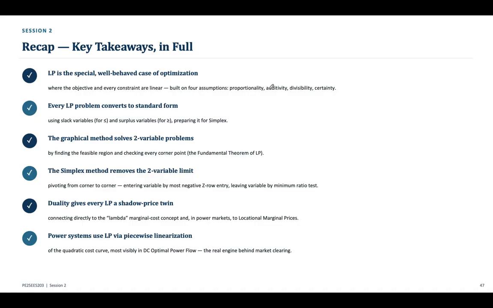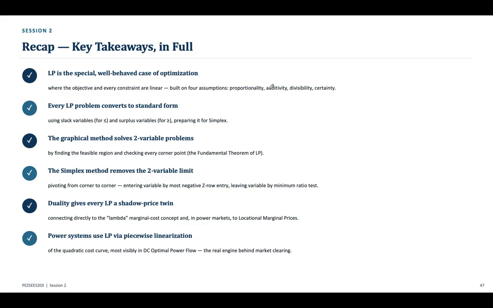Finally, in power systems, linear programming becomes useful through approximation. Quadratic generator cost can be represented using piecewise linear segments. The resulting linearized economic dispatch problem can then be extended to network aware DCOPF. So the entire lecture is one chain of ideas rather than a collection of formulas.